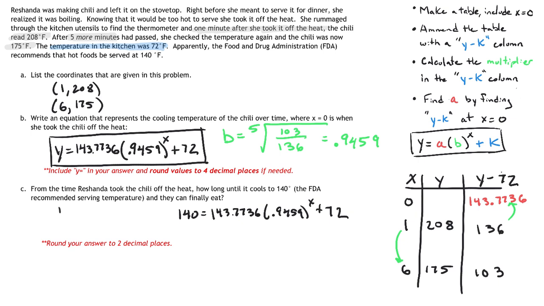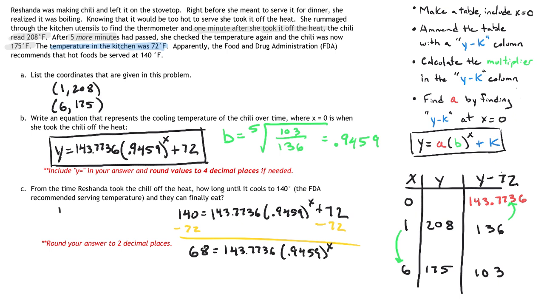We're going to start by subtracting 72 from both sides, and that gets us to your 68. So you have 68 is equal to 143.7736 times 0.9459 to the x.